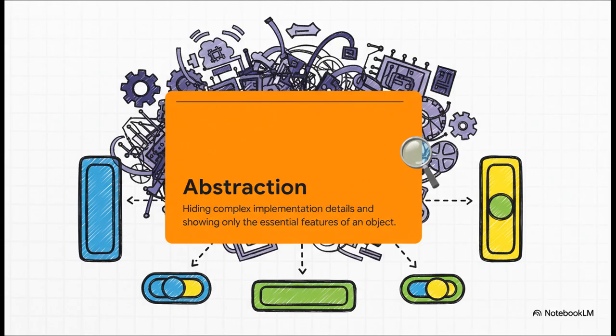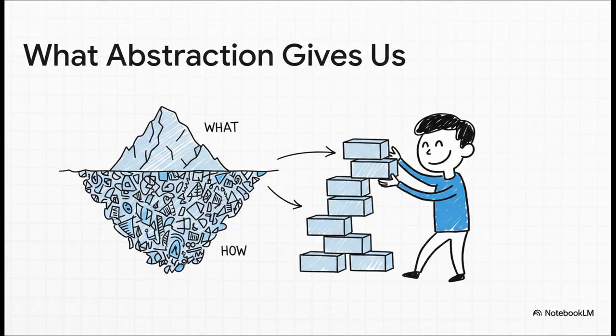So in your code, you might just call a simple method like database.saveUser, and you can trust that it works without needing to know a single thing about the SQL commands or network connections happening under the hood. And honestly, this is a total game changer. It means that as a developer using someone else's code, you only need to worry about what an object does, not how it does it. This separation makes code so much easier to reason about, to use, and to build on top of.